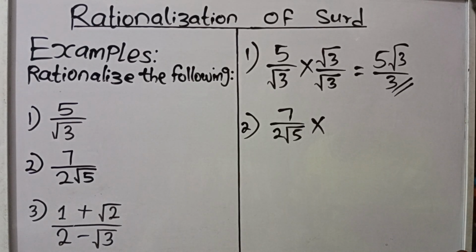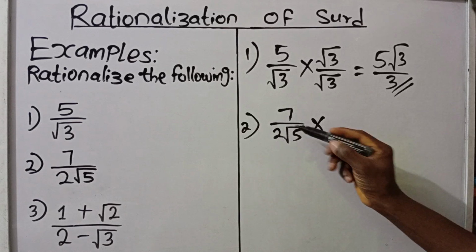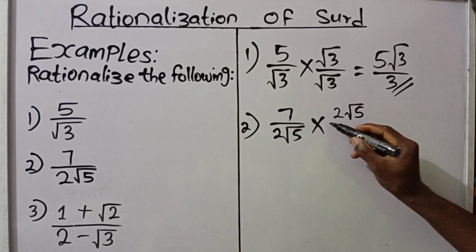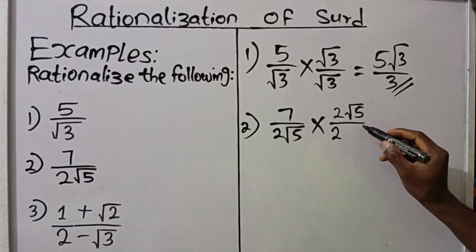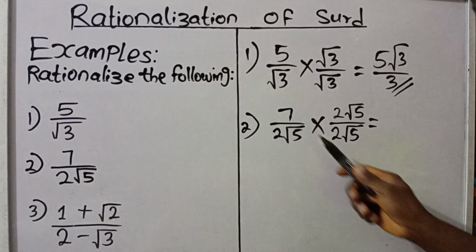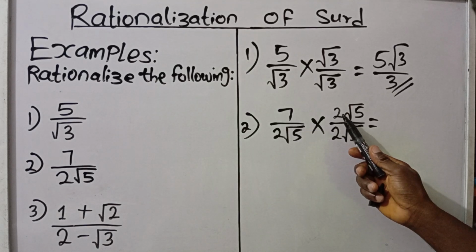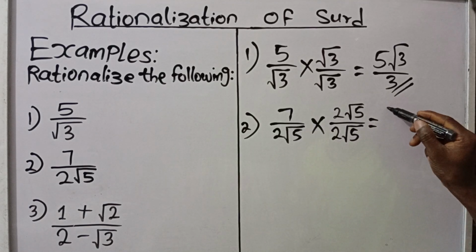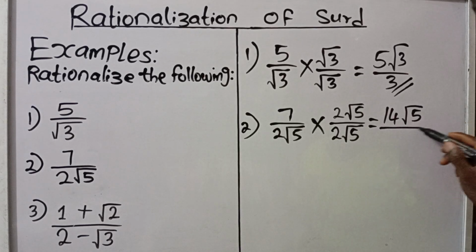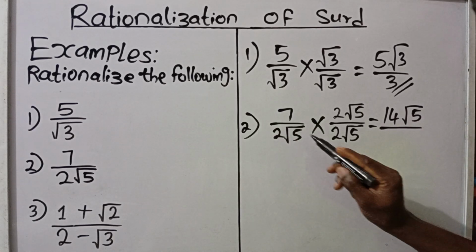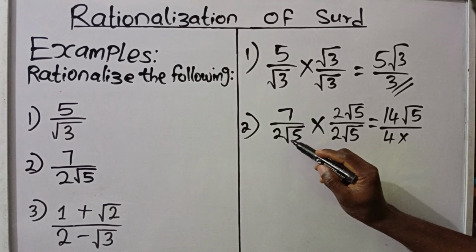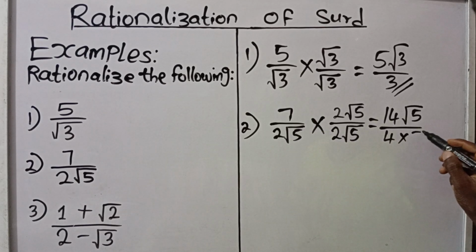It's now an ordinary number. So using the denominator here, that will be 2 root 5 all over 2 root 5. Then to go further, 7 multiplying 2 root 5 will give us 14 root 5, all over 2 multiplied by 2 will give us 4 already. Then root 5 times root 5 will give us 5.